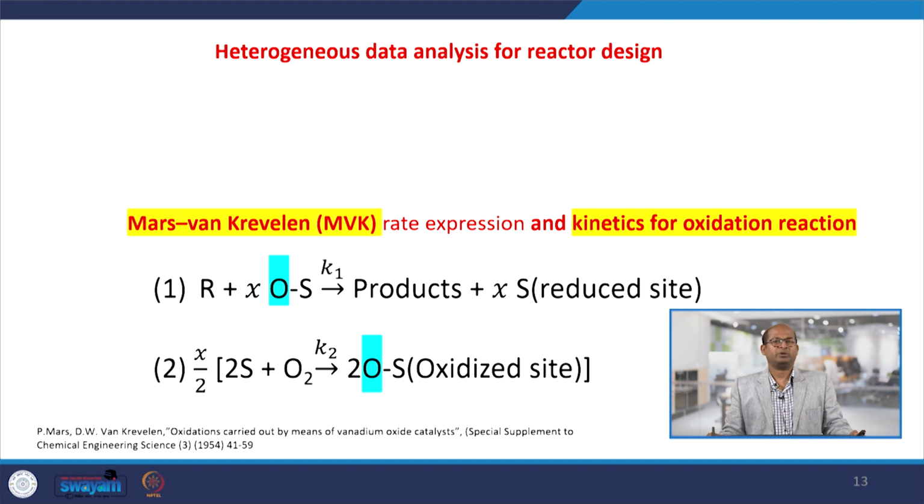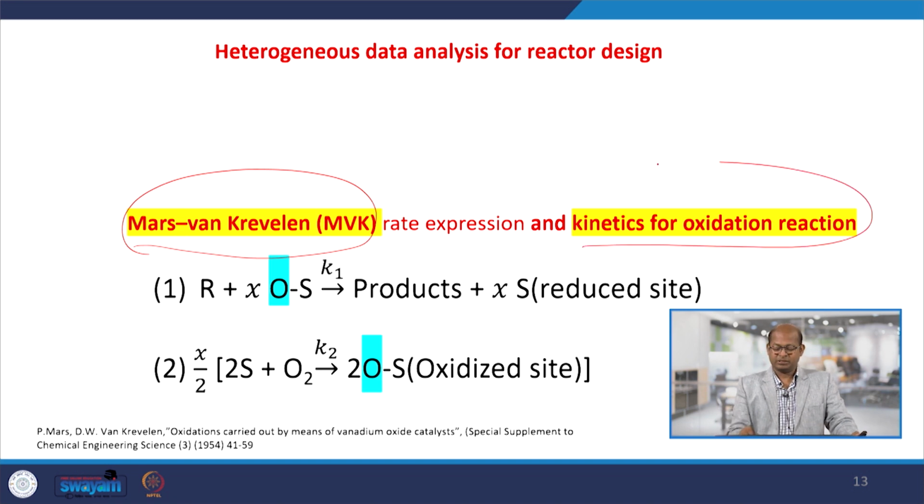Okay. So, the Langmuir-Hinshelwood model is over. Now we are going to discuss another type of rate equation, that is the Mars-van Krevelen type of mechanism or rate expression. This type of kinetics or rate equation is usually valid for oxidation reactions.